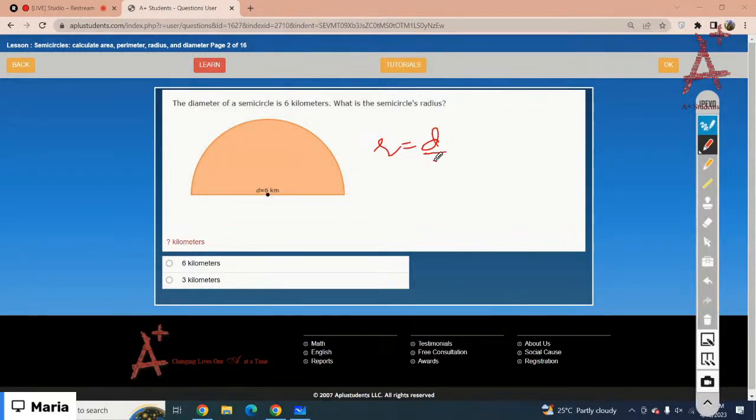Radius is half of the diameter. It would be 6 over 2. That would be 3. Got it? That means the radius of the circle is 3 kilometers. Got it?